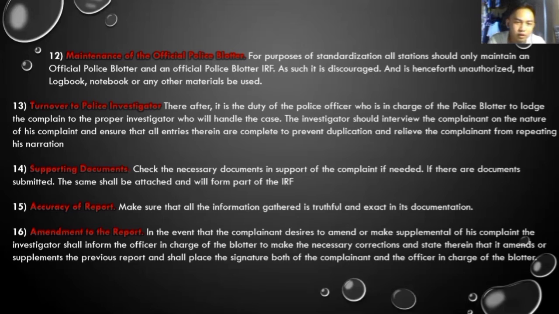Amendment to the report. In the event that the complainant desires to amend or supplement his complaint, the investigator shall inform the officer in charge of the blotter to make the necessary corrections, stating that it amends or supplements the previous report, and shall place the signature of both the complainant and the officer in charge of the blotter. Basta kailangan may pirma o signature.